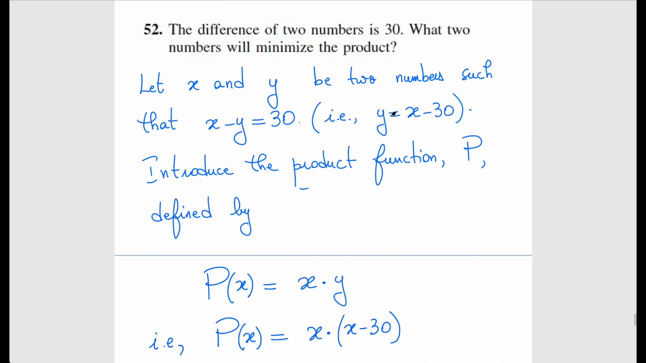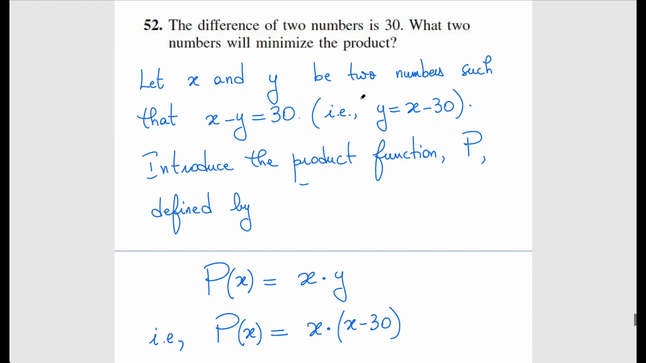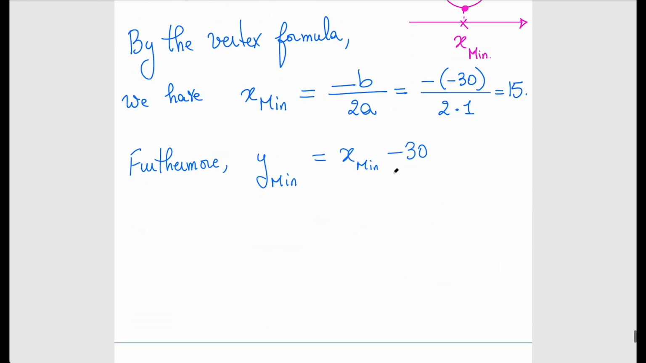So because their difference is 30, y is going to be x minus 30. If you find x, then the other one is going to be that number minus 30. We found this guy to be 15. So 15 minus 30 is going to be the y that corresponds to the minimum product. And what's that? If x min is 15, this becomes 15 minus 30, and this is clearly minus 15. Correct? So in summary, the two numbers are 15 and negative 15.